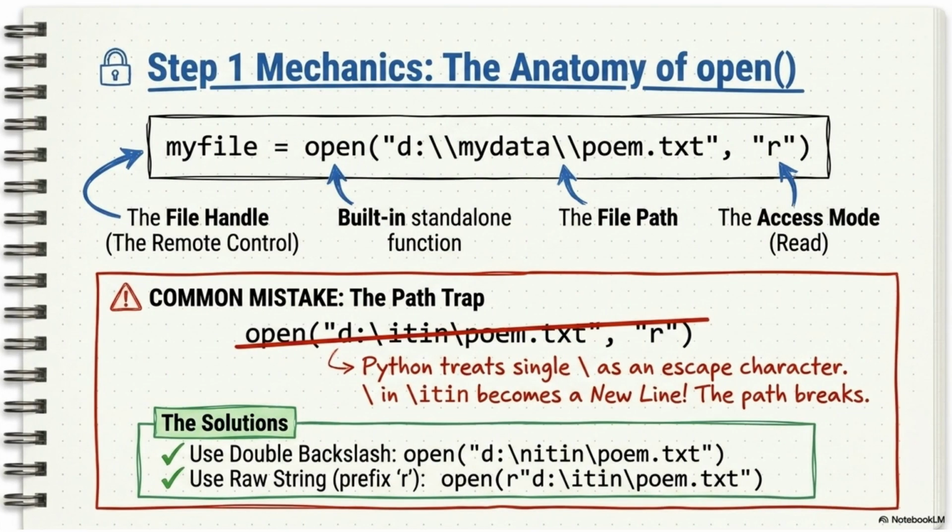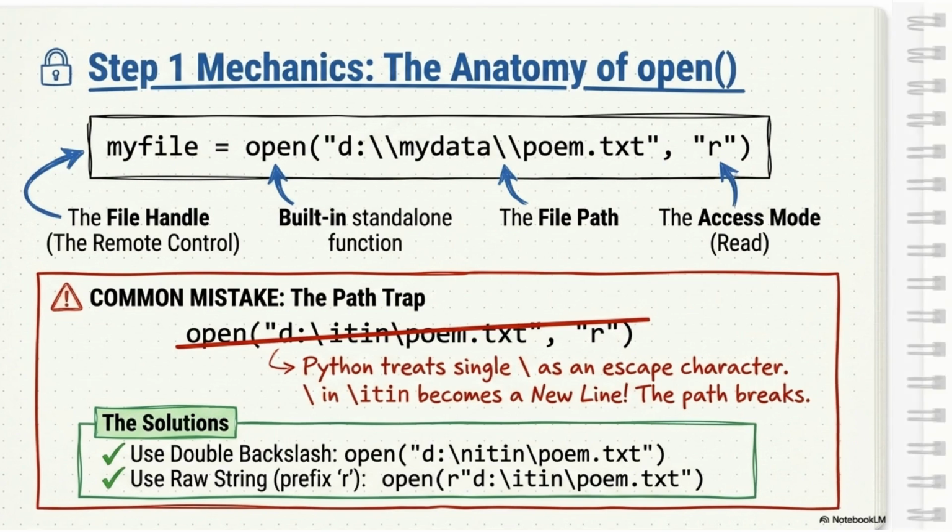In the open step, you link Python to your file path and specify an access mode. The common pitfall is the path trap, where backslashes in your path are mistaken for escape characters. Use double backslashes or a raw string prefix to keep your paths intact.